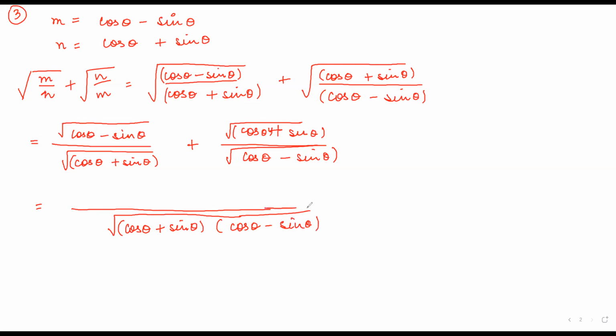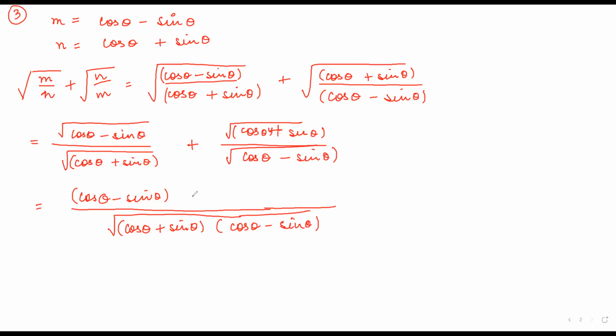Okay. Now here in the numerator, I'll get under root cos theta minus sine theta multiplied by under root cos theta minus sine theta. Is that okay? So I only get cos theta minus sine theta, right, Harsha?